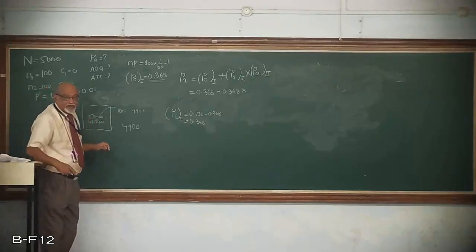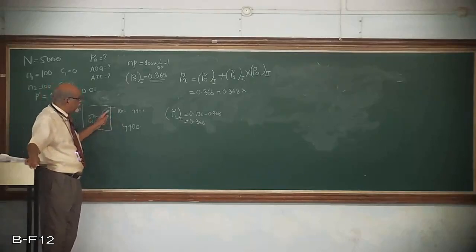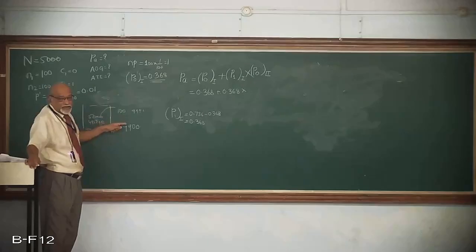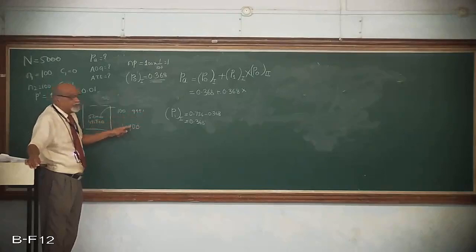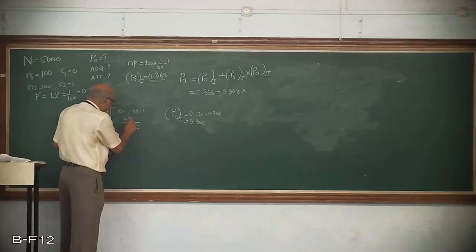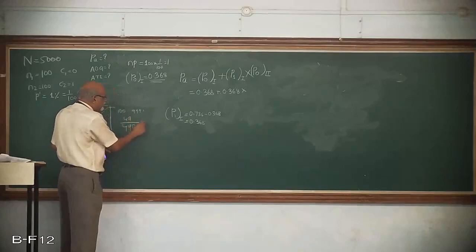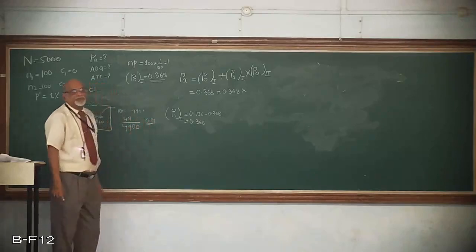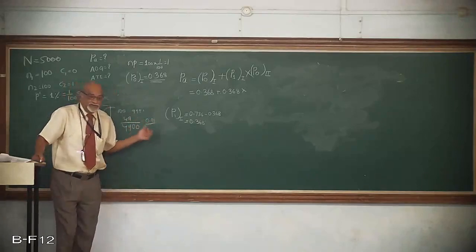Out of that, we have taken 100, so 4,900 are there. Now one defective I have found out, so how many defectives will be there totally? 49. That means what is the fraction defective? 49 divided by 4,900. Then again it is going to become 0.01. This one does not change.